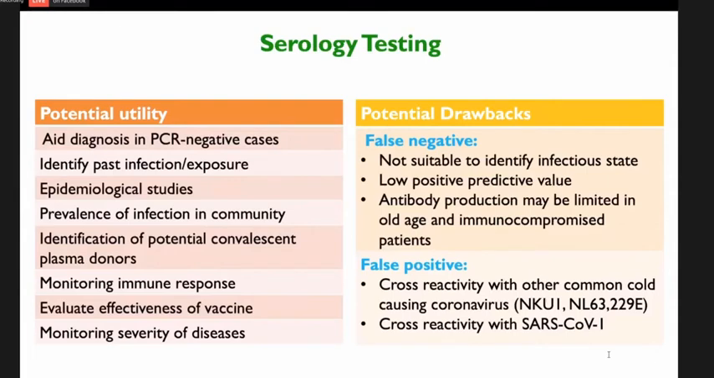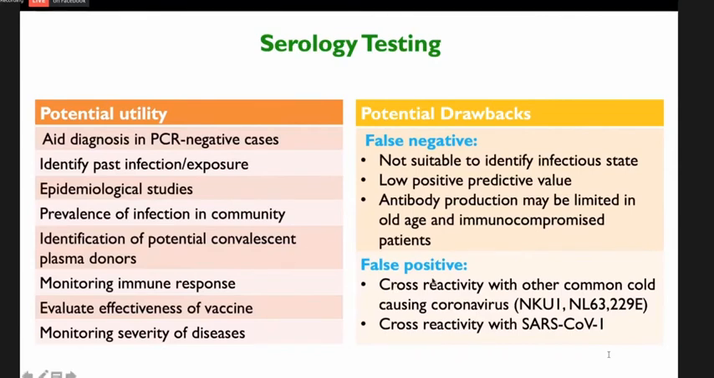One of them is the false negative results. As I mentioned earlier, this test is not suitable for identifying individuals at the infectious state, and thus it has a very low positive predictive value. Moreover, the antibody production may be limited in old age and in persons with immunocompromised conditions.